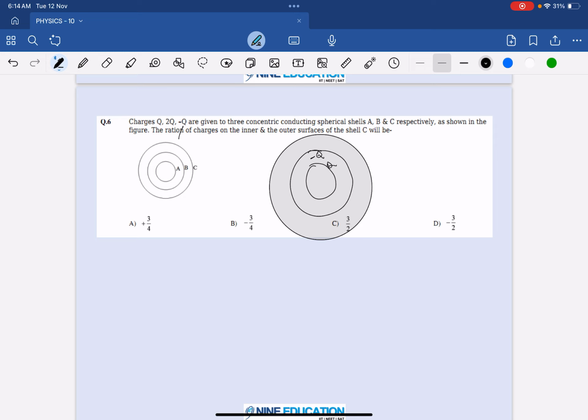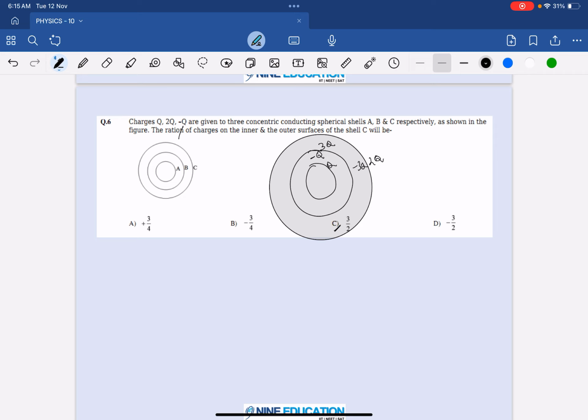Sir, what is the total charge on the shell number 2? It is 2Q. So if it is minus Q here, it is going to become 3Q here, so that the total charge is basically 2Q only. If this is 3Q, this is going to become minus 3Q. If this is minus 3Q, outside it has to be, the charge on the shell has to be minus Q. So outside it is going to become 2Q. Now they are asking the ratio of the charges on the inner and outer surface of the shell C.